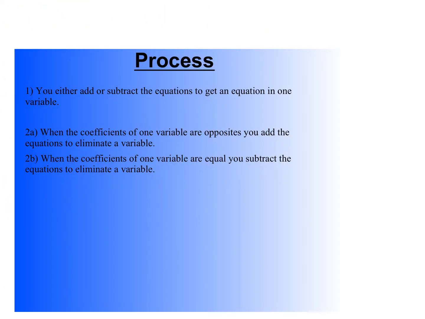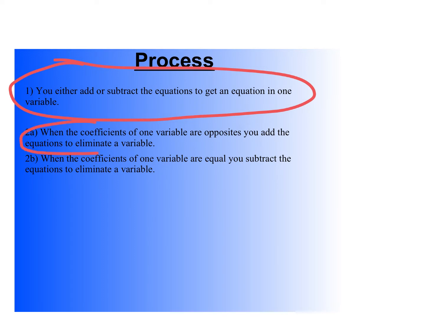Give you another one. Actually, it's this slide. The process. You either add or subtract the equations. I like to say combine them. That way it covers both. When you combine them, you're either adding or subtracting them, whatever the signs are. When the coefficients of one variable are opposites, you can add the equations and it will eliminate a variable, like the 2x and the minus 2x, they canceled out.